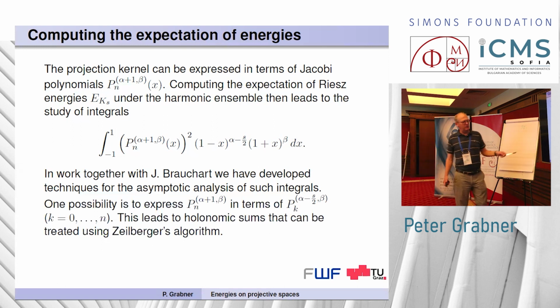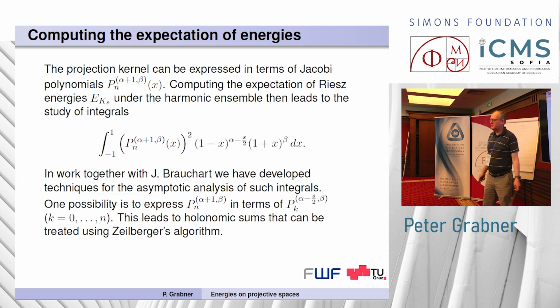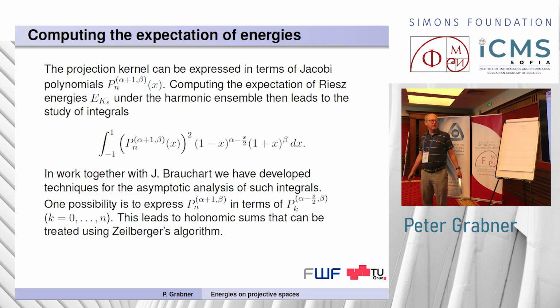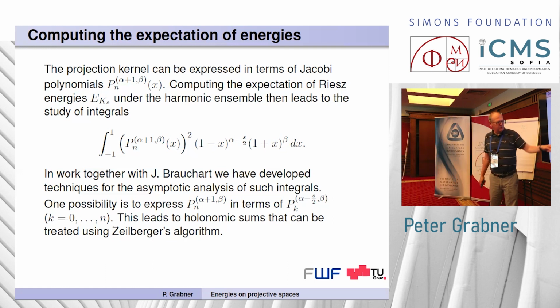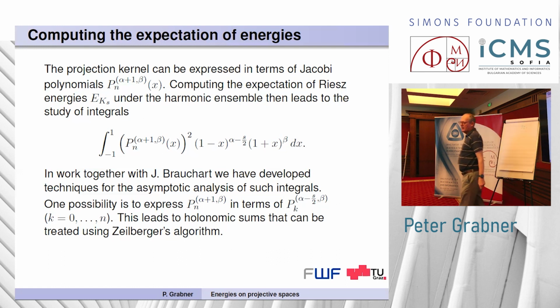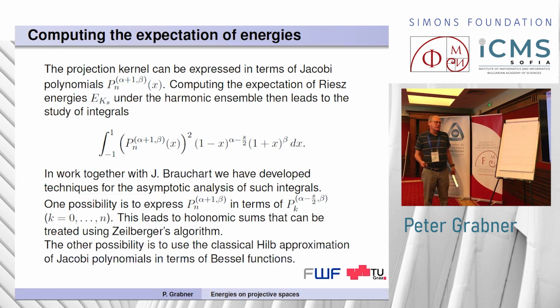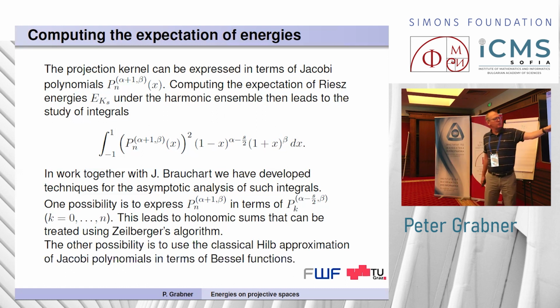Actually, these sums turn out to be holonomic in the sense of Wilf-Zeilberger theory, and so many of these sums that occur in this context can be treated by using Zeilberger's algorithm, and from this one could get at least an asymptotic equivalent for that. The other possibility would be to replace the Jacobi polynomials by the classical Hilb approximation and treat this integral by, say, very classical asymptotic analysis.